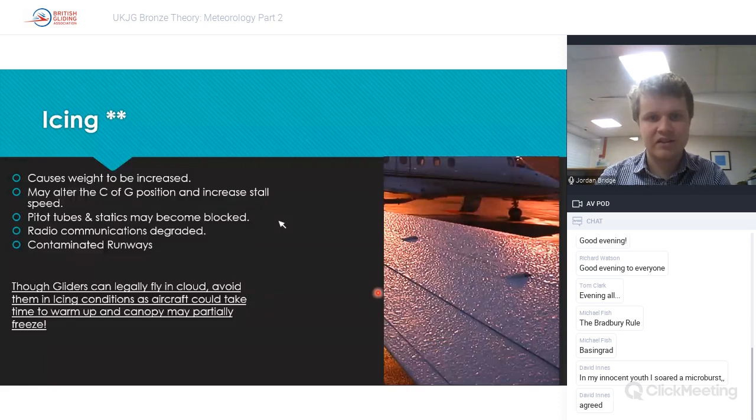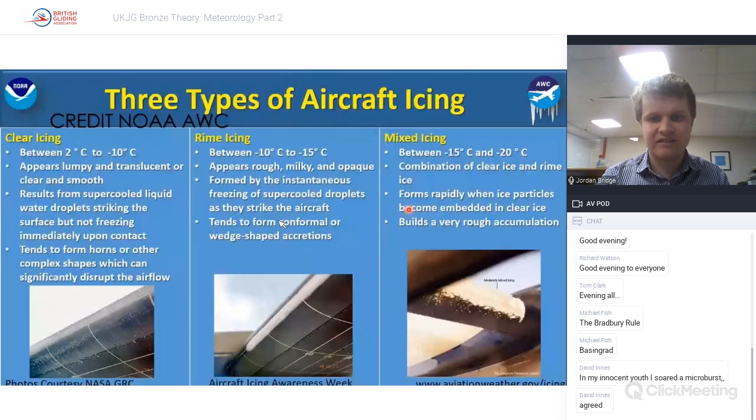Oh, what happened there? Let's check that. I'm just paranoid about screen sharing. Right, there we go.